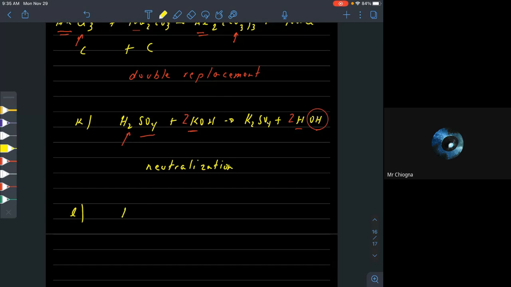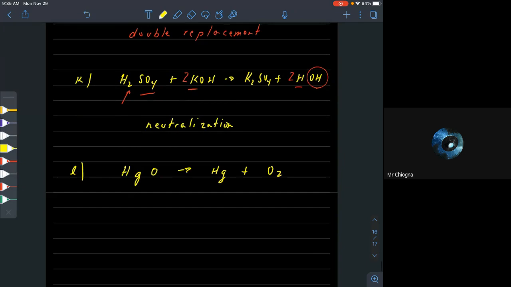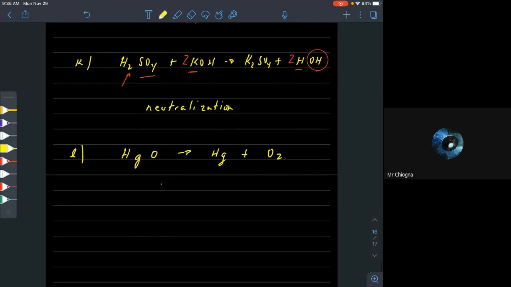Next, HgO, mercury 2 oxide, produces mercury plus oxygen. Okay, it's one compound breaking apart. What do we call that? Good, decomposition. Okay, balance, not yet. Put a 2 there, put a 2 there, done.